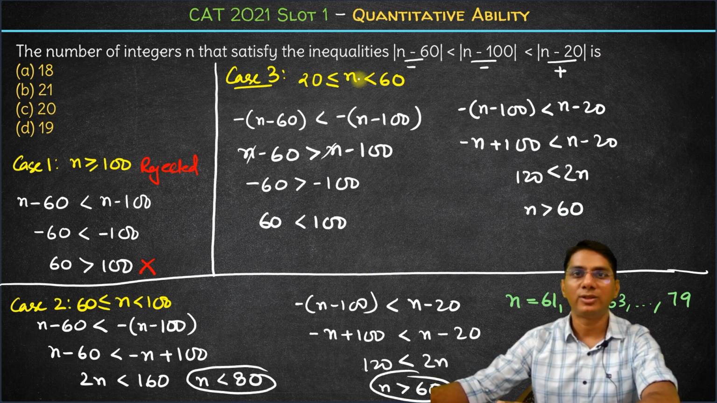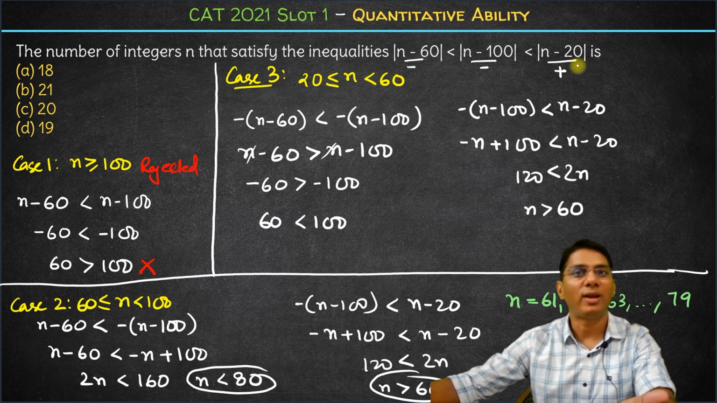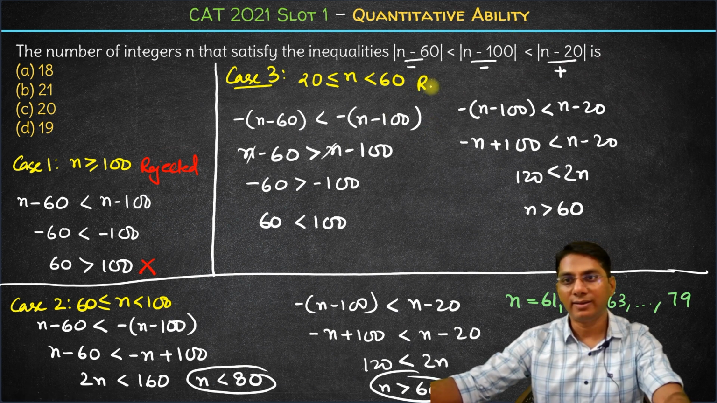But what we had assumed was n is between 20 and 60. So basically what happens is, in this range, this inequality cannot be satisfied. Hence this case is rejected. This case is also rejected.